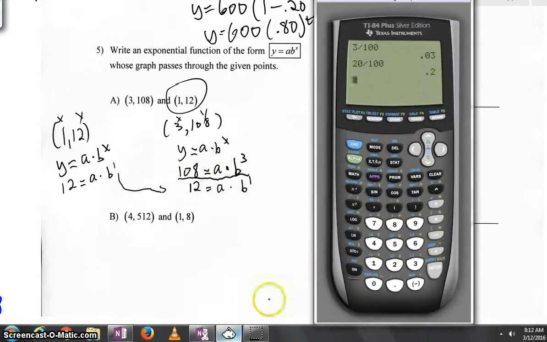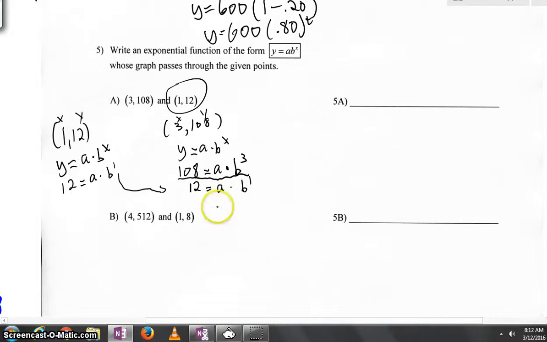108 divided by 12, well, we know it's 9. But whatever you're struggling with, if it's just basic arithmetic, just get help from the calculator. You're going to hopefully see that your A's cancel out. B to the third over B. Remember, we subtract our exponents, and we would have B to the second.